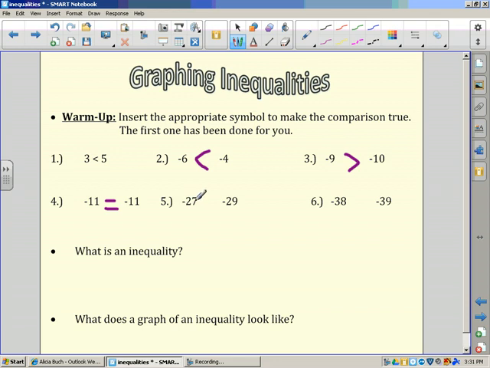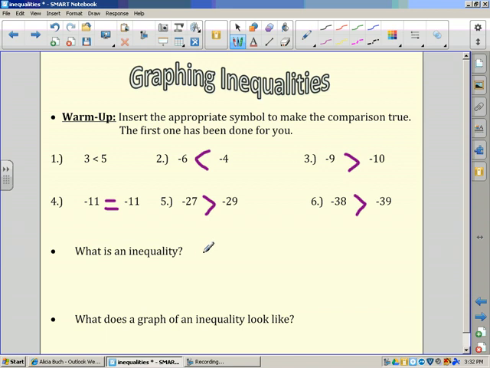Number 5. Negative 27 is actually greater than negative 29 because it's less negative. And number 6, negative 38 is also greater than negative 39 for a similar reason. So the greater than and less than symbols are inequality symbols, and we're going to talk about a couple other inequality symbols here today. But let's refresh our brains on what an inequality is.